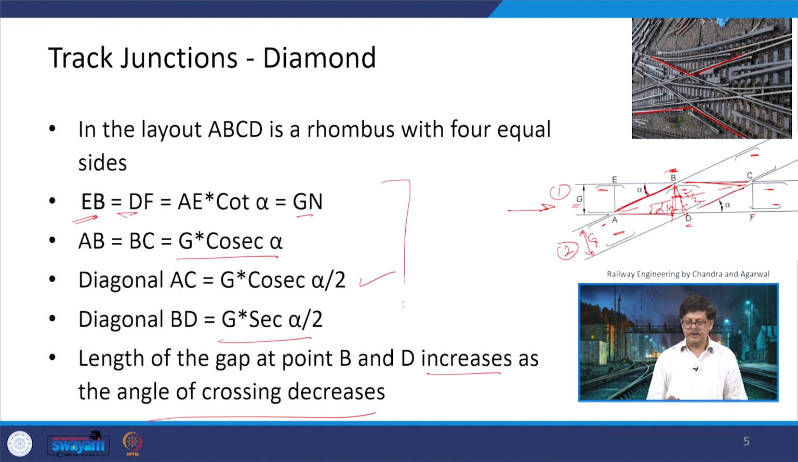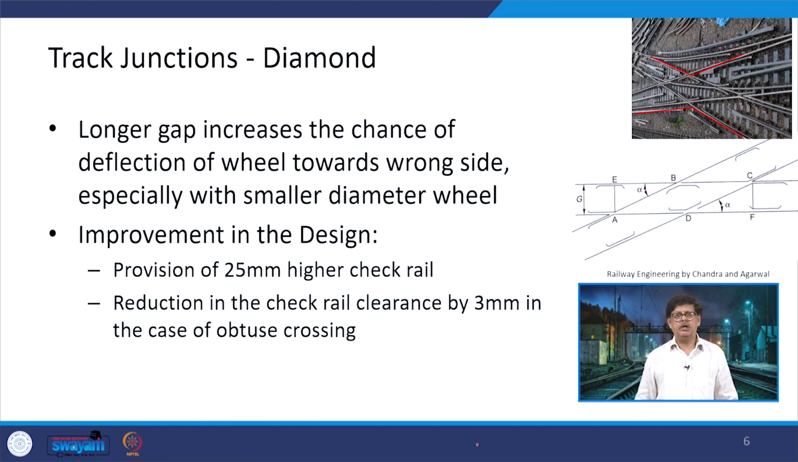So, in general whenever any diamond crossing is being given, these types of elements need to be calculated. A longer gap increases the chance of deflection of the wheel towards the wrong side, especially with smaller diameter wheels, and that is one of the issues with these types of junctions. Now, the improvement in this particular design is the provision of 25 mm higher check rails. The check rails are placed at a higher level with respect to the lead rails, so that if any deflection happens, it does not create a problem in terms of derailment or the flange going over the rail head.